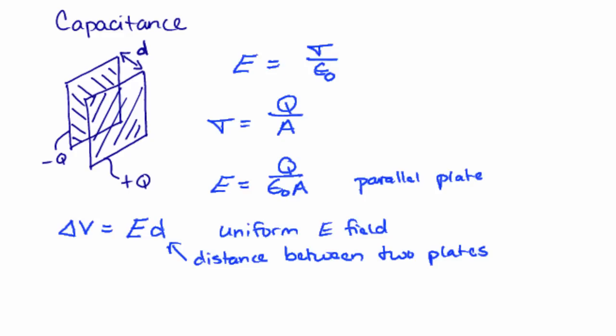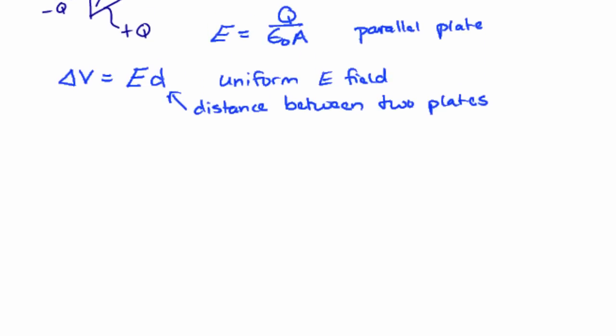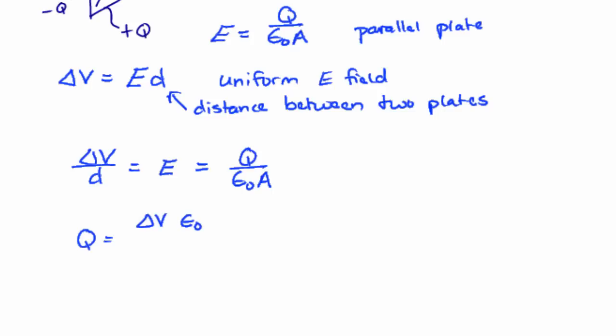Combining these two equations together, and I will do so by solving each of them for E, the electric field, I find this relationship. If I go ahead and solve for Q, the charge on one of the plates, I find it's equal to the potential difference times the permittivity of free space times the surface area of one of the plates divided by the distance between them.